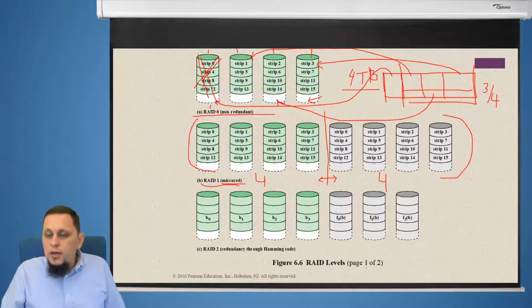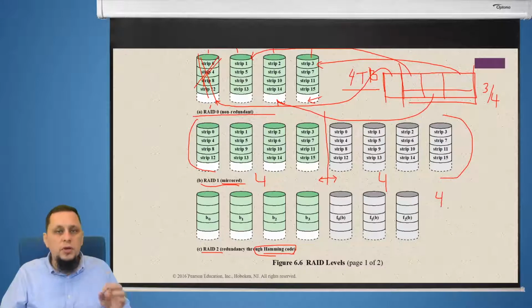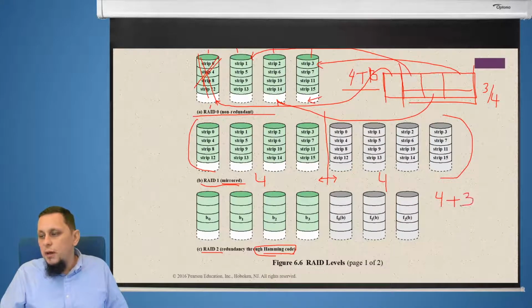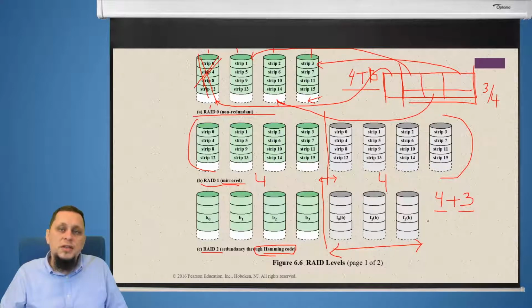Okay. RAID number 2 is, in this case, you have the redundancy through the Hamming code. So we talked about the Hamming code at the last chapter. So the Hamming code is, if you remember, we have the error correction codes. So you can generate the error correction codes. So in this case, what happens is for each 4 bit of the data, you generate the 3 bits of the error correction codes. So this 4 bits is your data, and these 3 bits are used to recover the damaged data. So in this case, you have for example, the 4 disks will be used to store the data, and 3 disks will be used to store the error correction data.